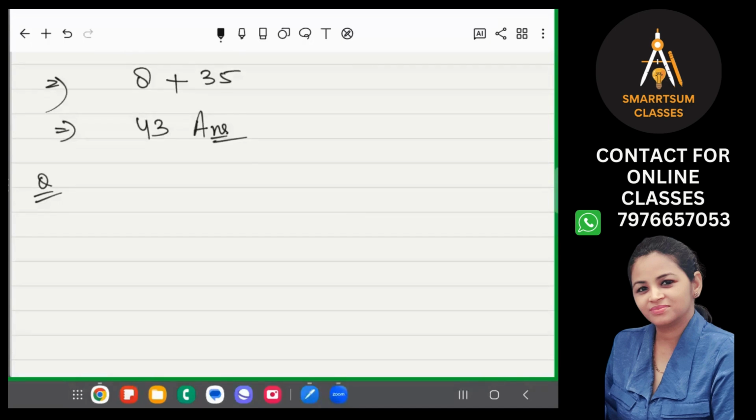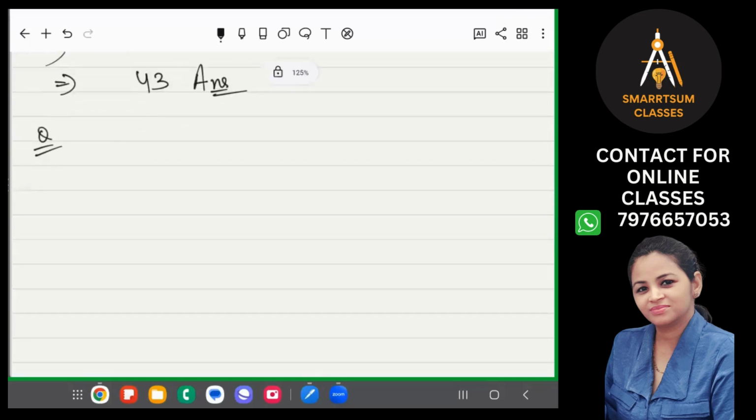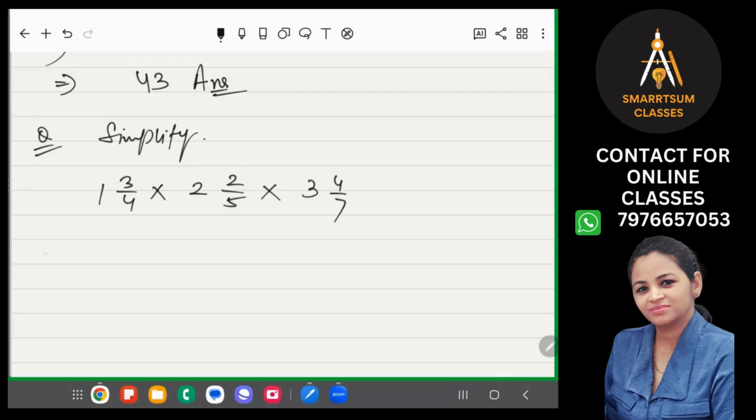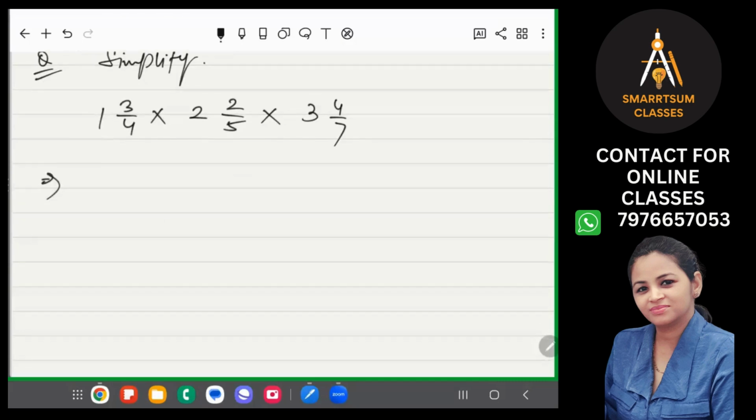Similarly, suppose we have multiple fractions that we are multiplying together. Simplify 1 3 by 4 into 2 2 by 5 into 3 4 by 7. Getting that? Now first convert these mixed fractions into normal ones. This is 7 by 4, 12 by 5 and 25 by 7. Is that clear?